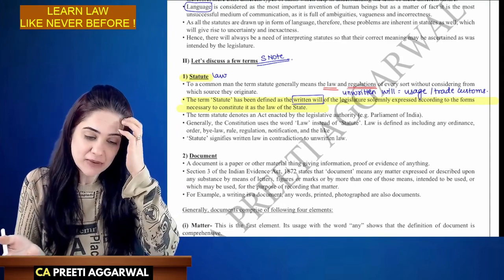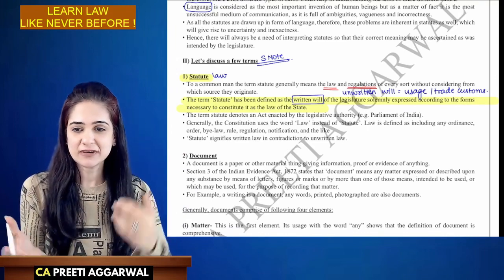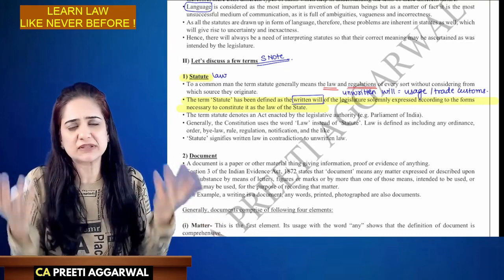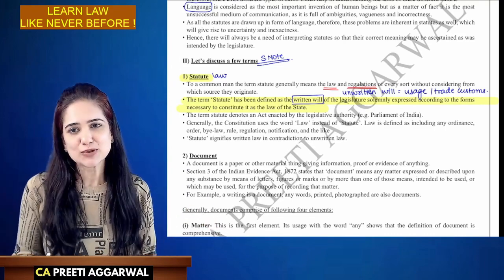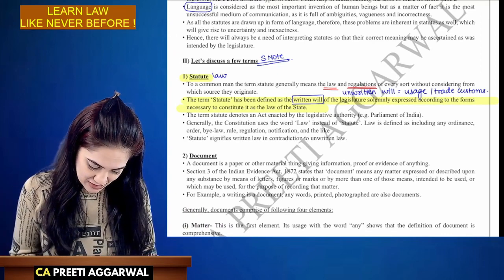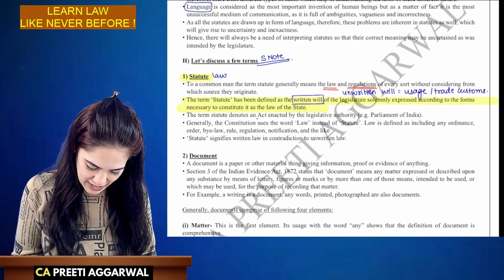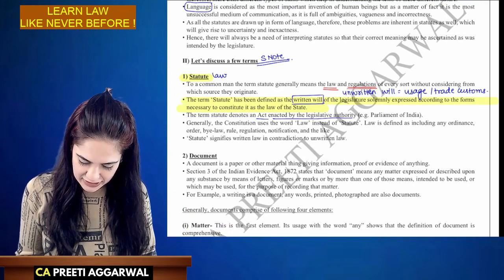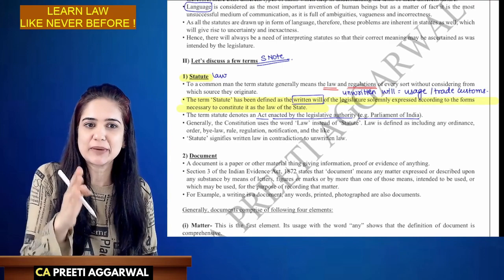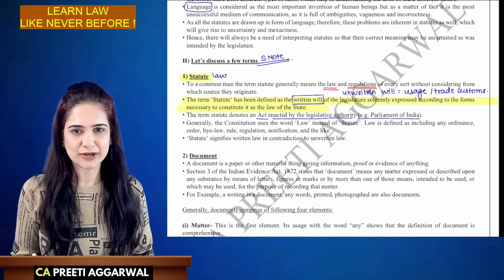Like in partnership, they have not specified anything about interest on capital in the partnership deed, but in our line of business, we are getting it since many years. So it's an unwritten rule which is followed since years. So it denotes an act which is enacted by the parliament in our country. Parliament is the law making authority. Legislative authority means the law making authority.